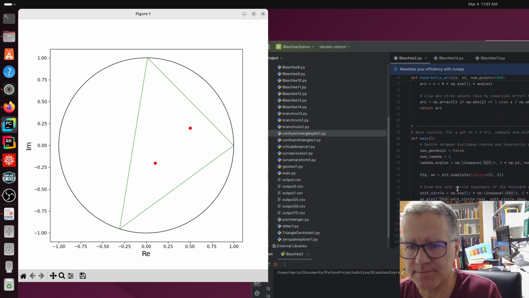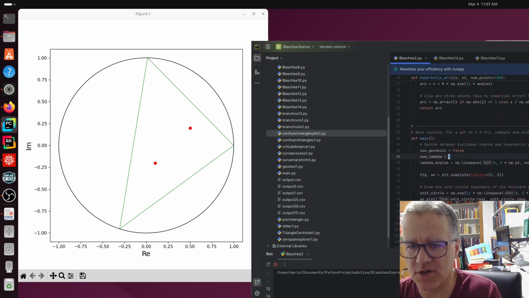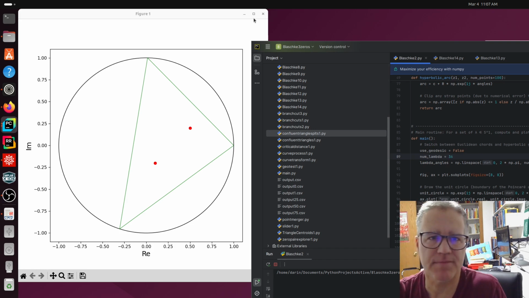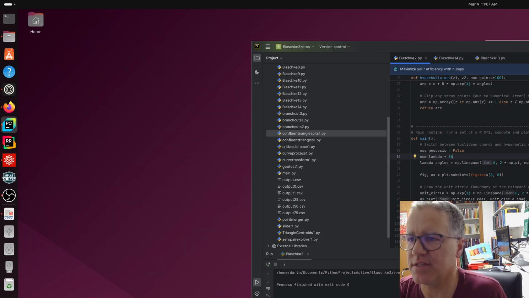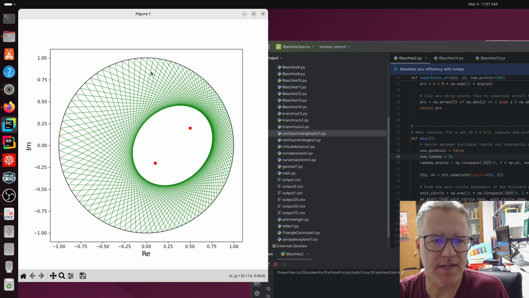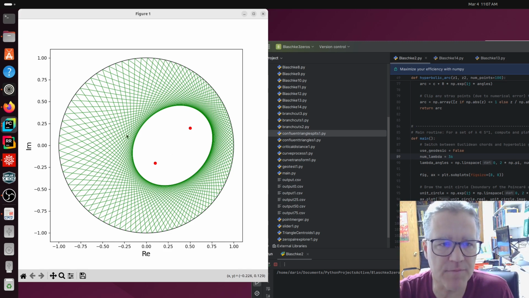Okay, so instead of one triangle, let's do 36 triangles. And that should give us a pretty good picture. And sure enough, when we now take all these different triangles and swoop them around the unit circle, we form an ellipse. You can see kind of the ellipse here, and the foci of this ellipse are the two non-zero zeros. The other zero is sitting right here at 0, 0.